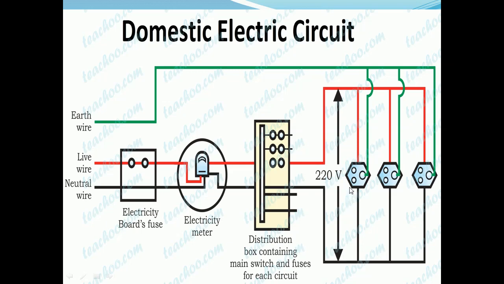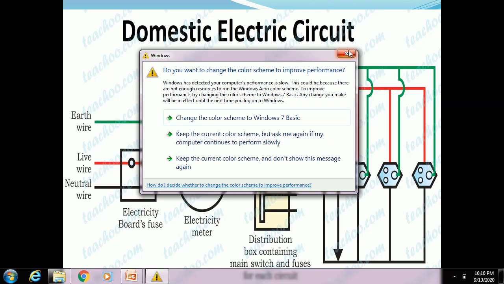In India, the potential difference between the two wires is 220 volt. So here you can see that the potential difference between the live wire and the neutral wire is 220 volt.